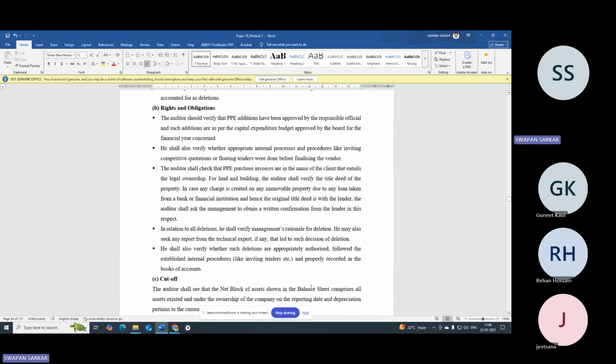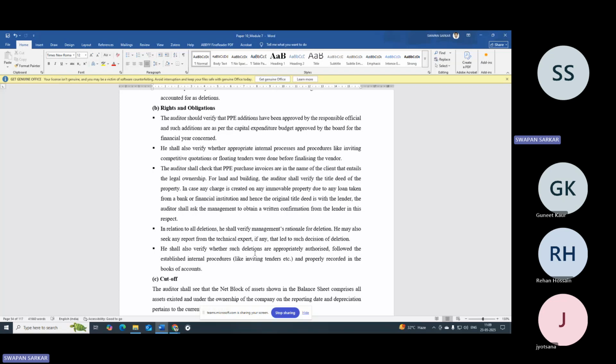Then rights and obligations. The auditor should verify that PPE additions have been approved by the respective official, and such additions are as per the capital expenditure budget approved by the board for the financial year. He shall also ensure whether appropriate internal processes and procedures like inviting competitive quotations or floating tenders were done before finalizing the vendor. The auditor shall check that PPE purchase documents and provisions are in the name of the client and entail legal ownership.